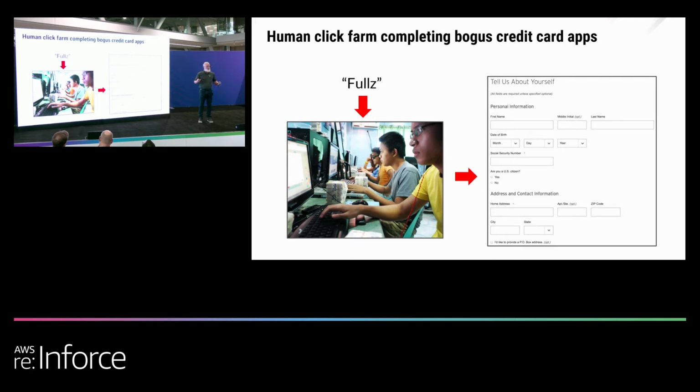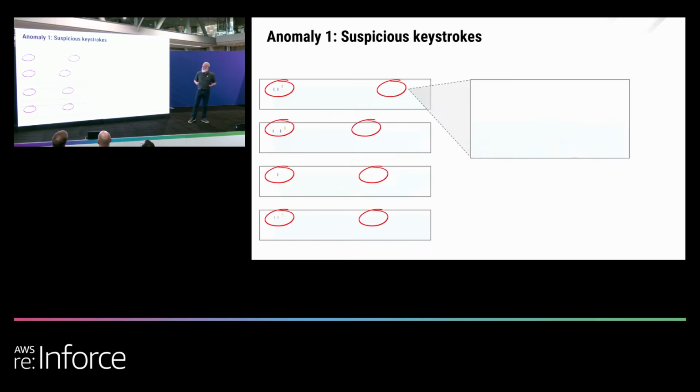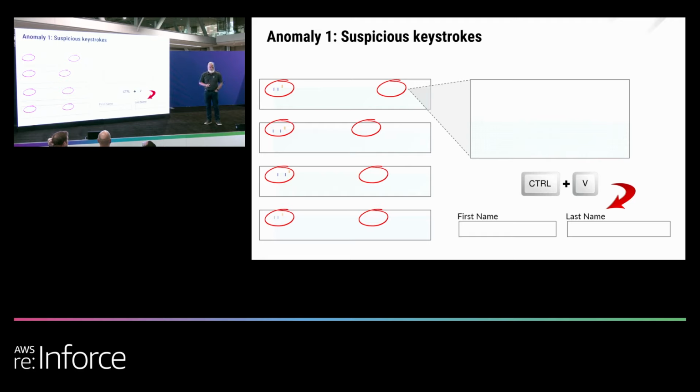All right, so here's an example of some manual fraud. This is a click farm using fulls from the dark web to apply for credit in somebody else's name. We looked at the key events, and we saw 2 key down and 2 key up events. Our signals told us this was a pasting operation, but it was in first and last name.